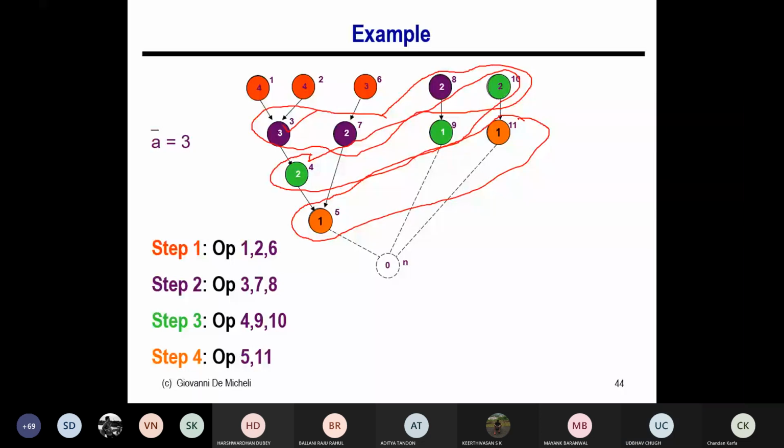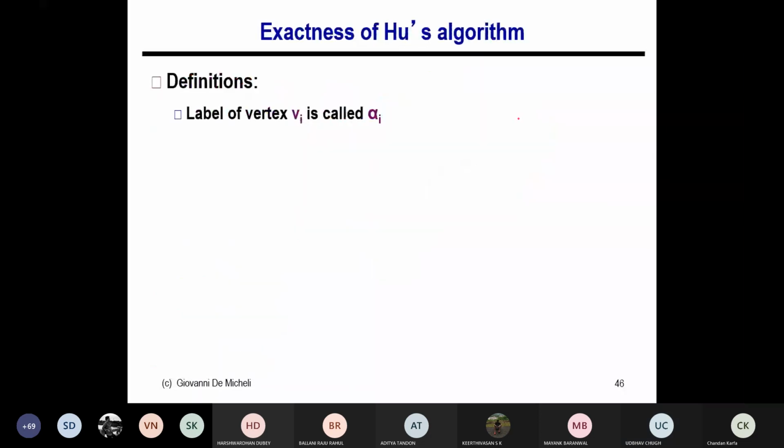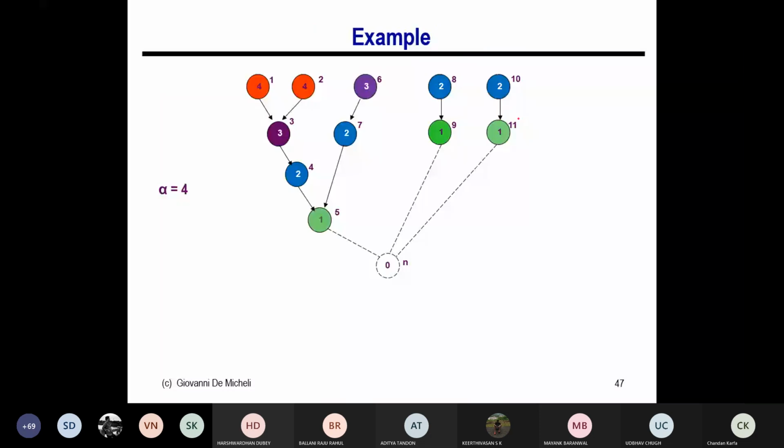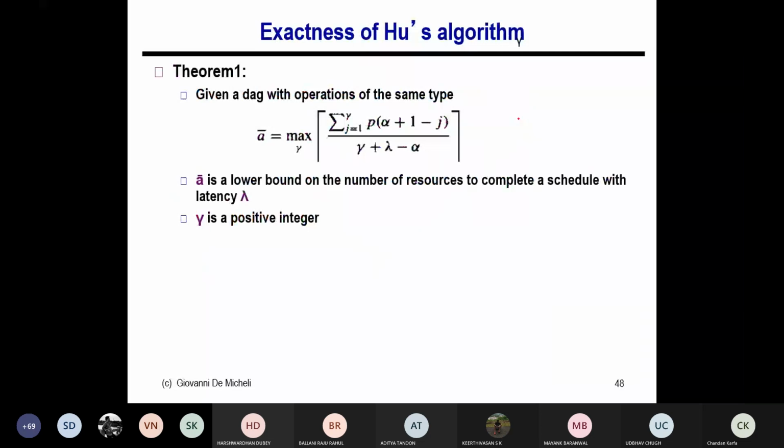So now let us go to the leveling, which I have already discussed, so let us skip this. These are already discussed, the level and all. Now let us move to the theorem part. Right. So, to understand the value of this Hughes algorithm, what is important is that given a lambda, where lambda is the latency bound, I can identify a lower bound of resources. That is given by this equation.